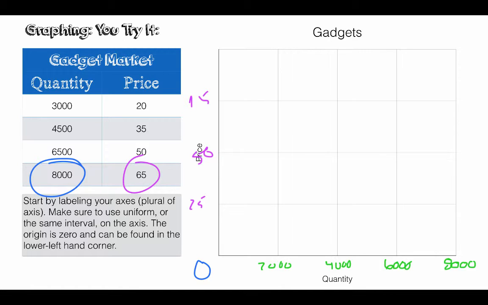All right, now that I have that all put together, let's just go through and graph it. At 20, we have 3,000, so right about here is where we start. At 4,500 of quantity, we have a price of 35, so that's going to be right about there. At $50, we have a 6,500 quantity, right about there. And at $65, which is right about here, we have a quantity of 8,000. So there we go. That is what's known as a supply curve.